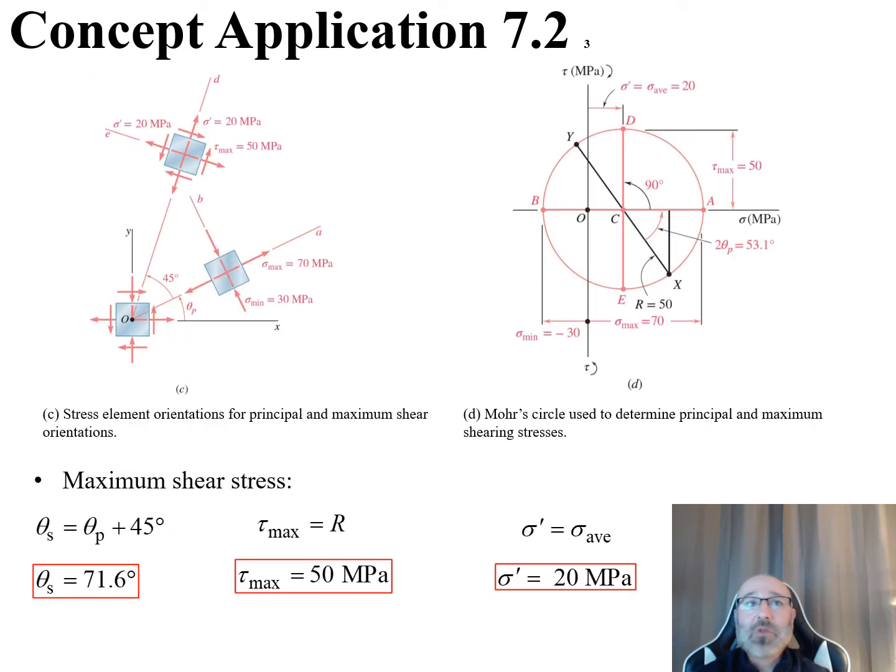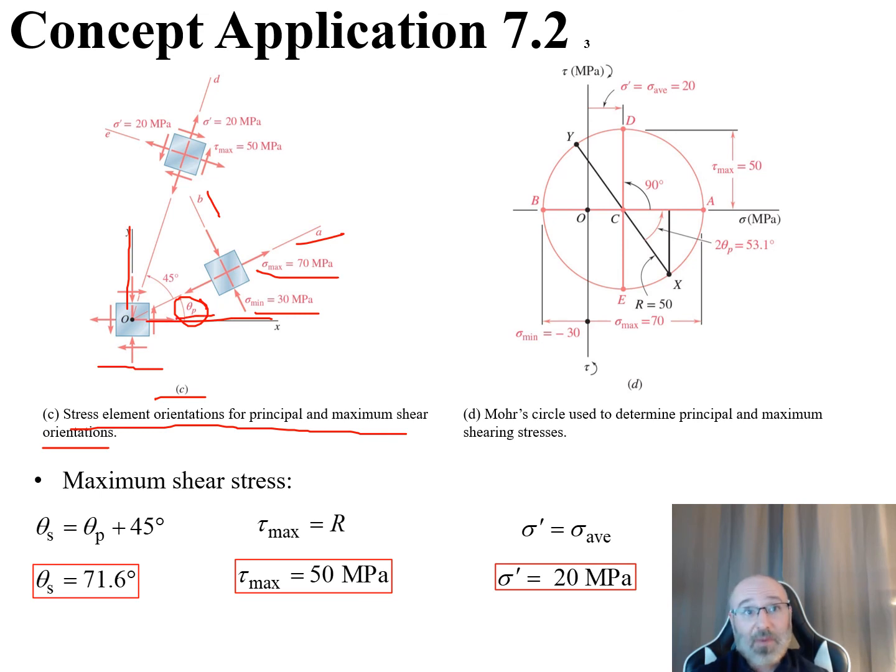So now as we wrap up this problem, let's take a look at our stress element orientations for principal and maximum shear stress in this diagram here in part C. So we can see down here we have our XY coordinate system. There's our X, there's our positive Y. If we go up at this angle of theta sub p right here, now we can see there's our sigma max, which we found to be that 70 megapascals. This is our sigma min, which we found to be negative 30 megapascals on this new A, B coordinate system, which is up at that angle of theta sub p.